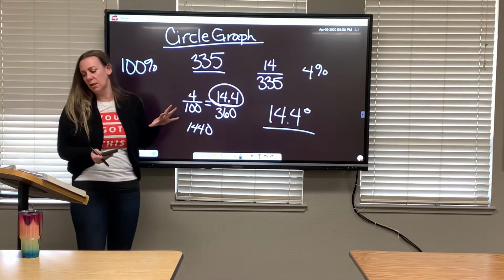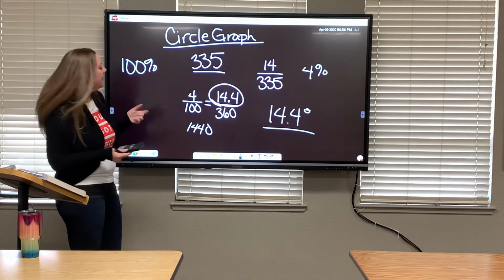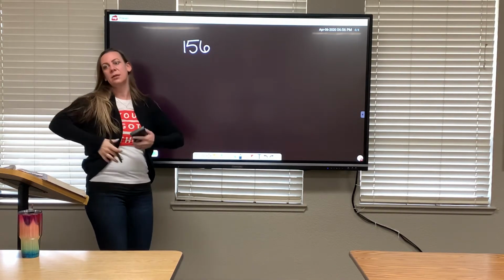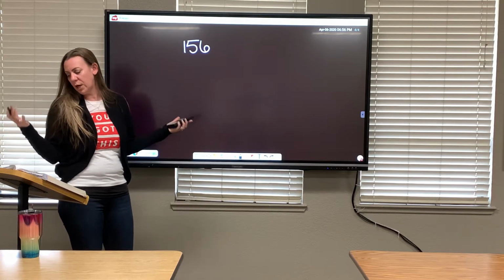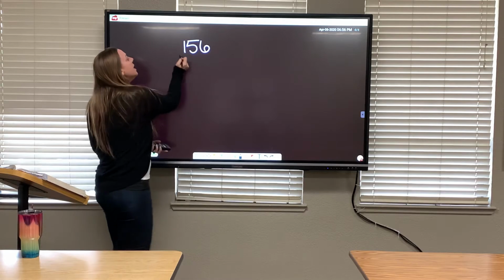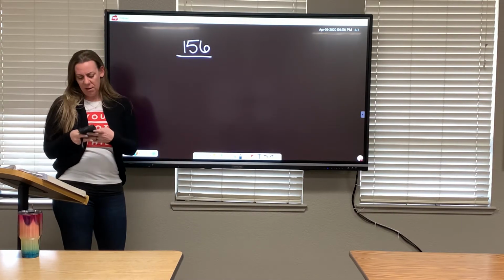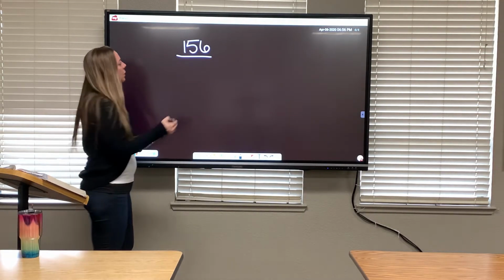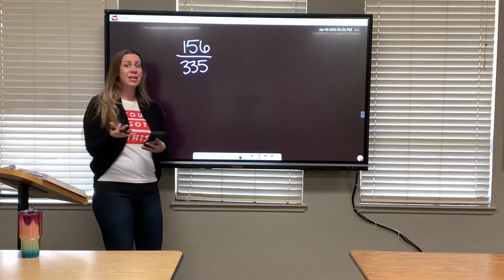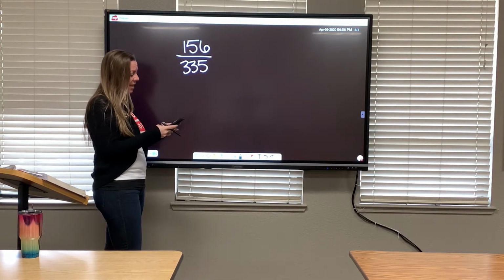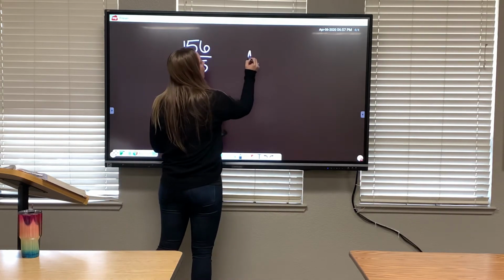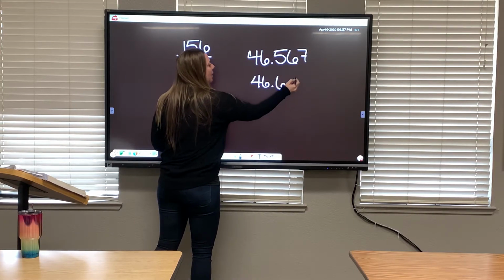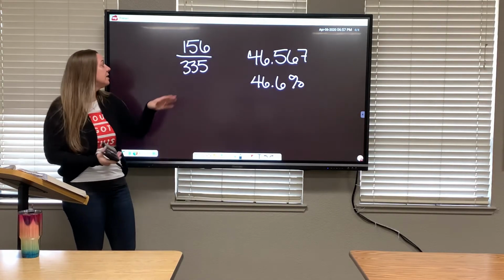That's why I wanted to be able to do this on the board. Let's look at the Pacific Ocean. The Pacific Ocean is 156 millions of square kilometers, is what they measured that by. Now, what did we say the total was? 335, right? I'll add it again. What percentage of the oceans is that? So we're going to take the 156 divided by 335, and that's 46.567, and so on. So I'm going to say 46.6% of the ocean's area is the Pacific Ocean.